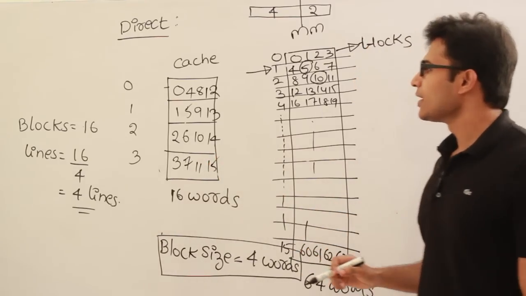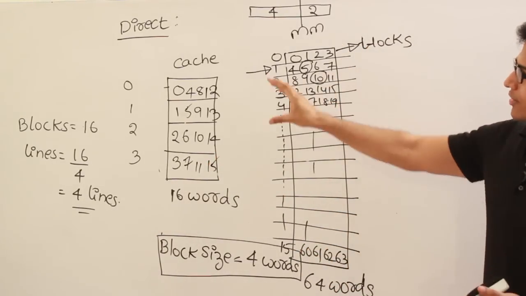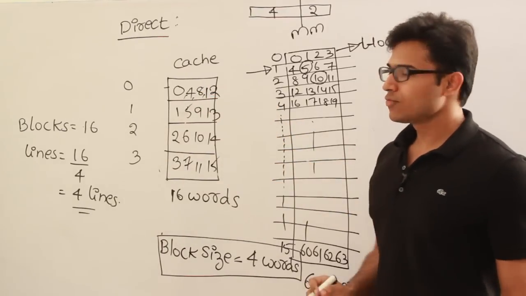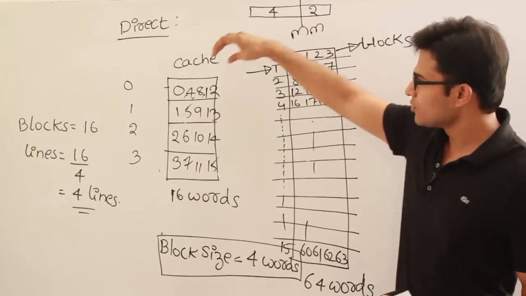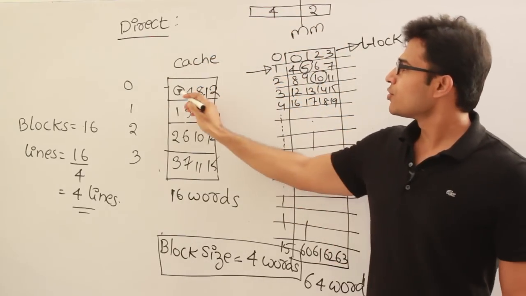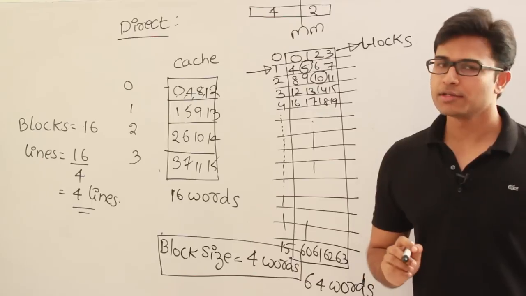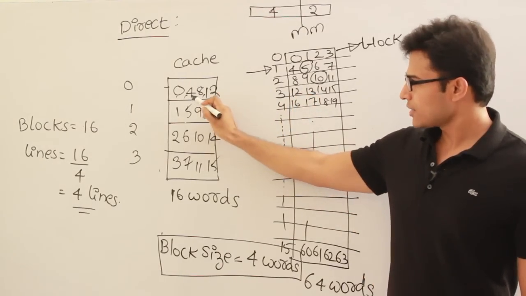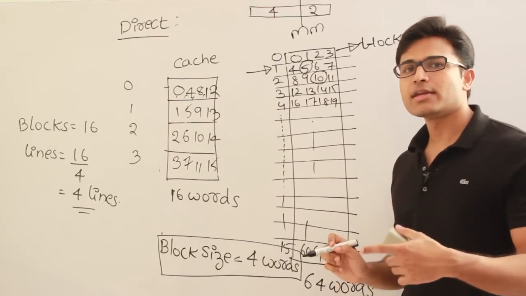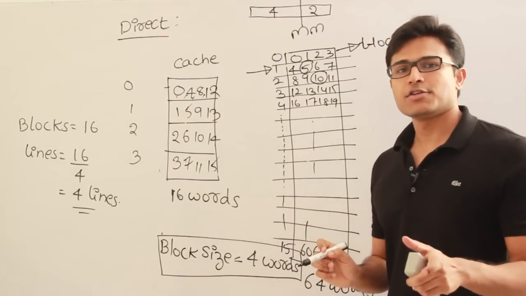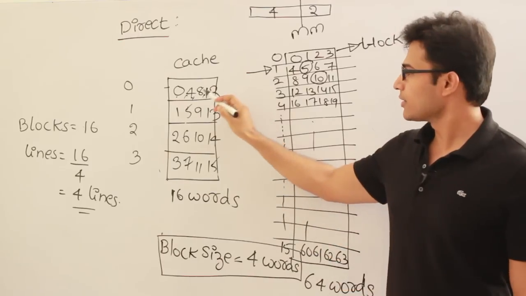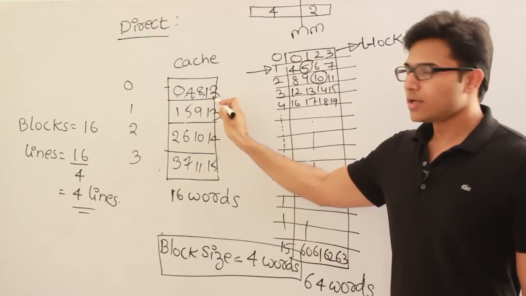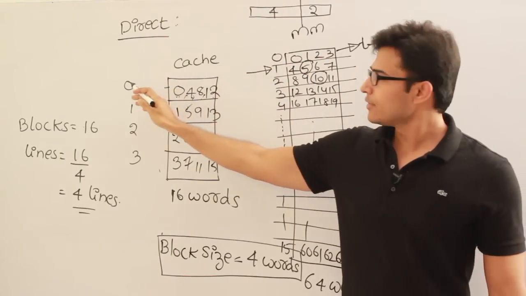So what does it mean? I'm not going to put all these blocks at the same time in these numbers. I mean to say that whenever I have to fetch block number 0 into the cache, it is always supposed to get into line number 0. That is the meaning. So whenever I want to fetch block number 4 into the cache, I will always get it into cache line number 0. So 0, 4, 8, 12 are mapping into line number 0.